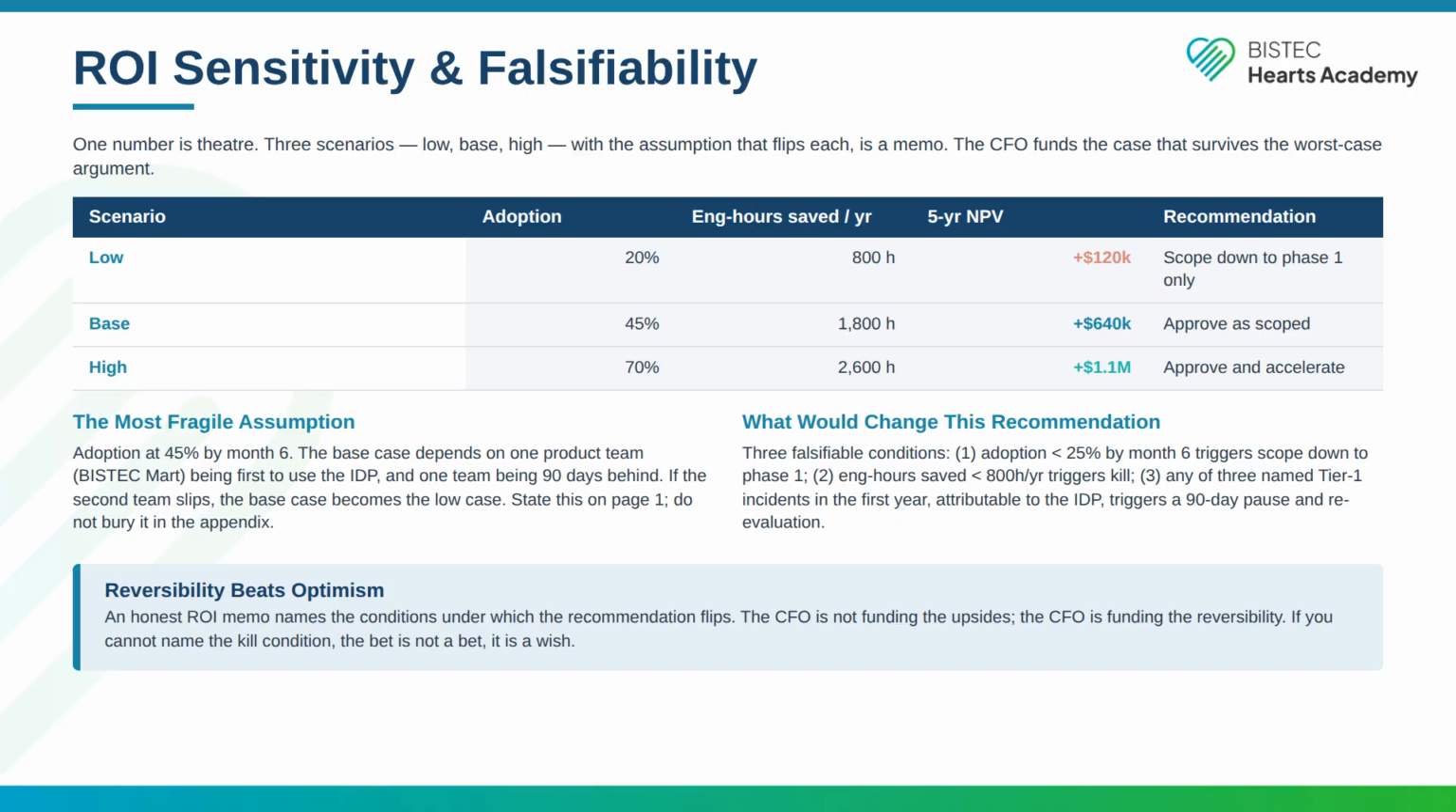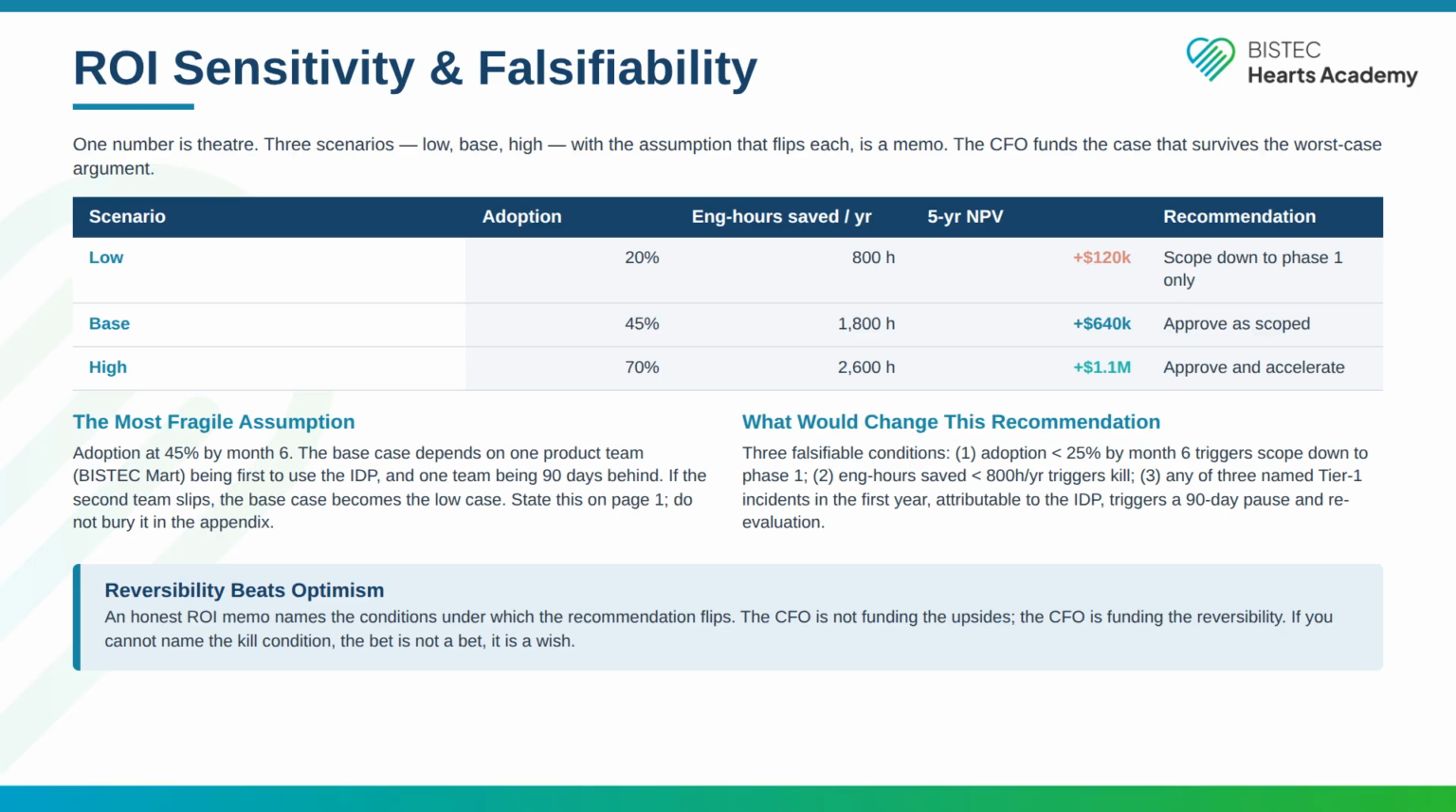The most fragile assumption is adoption at 45% by month 6. The base case depends on one product team being first to use the IDP, and one team being 90 days behind. If the second team slips, the base case becomes the low case. State this on page 1. Do not bury it in the appendix.